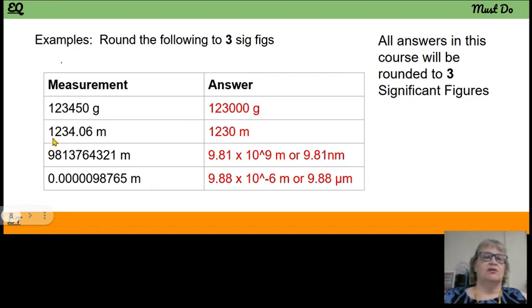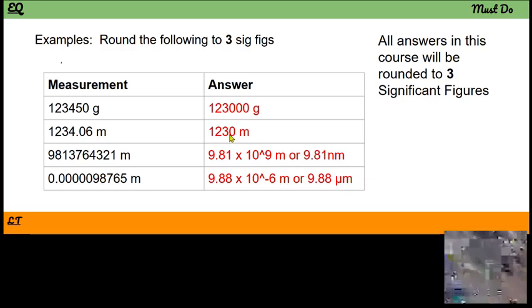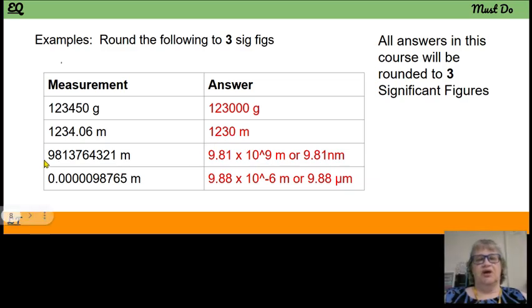Again, on the next one, 1234.06. Again, we want 3. So 1, 2, 3. The 4 becomes a 0, and anything after the point just gets thrown away. So it becomes 1,230. This big long number. Again, count 1, 2, 3. The 3 makes the 1 stay the same, and all the other numbers become zeros.